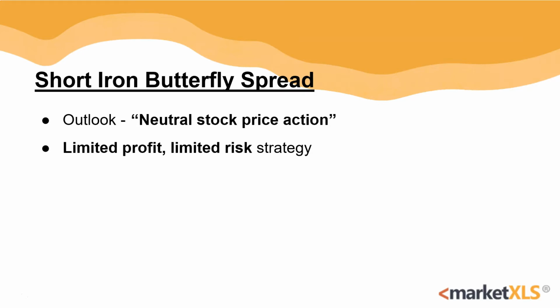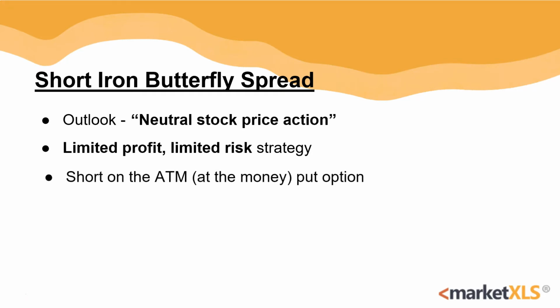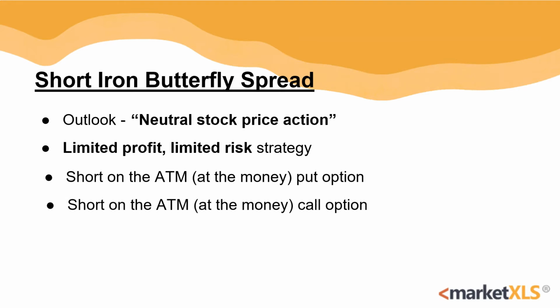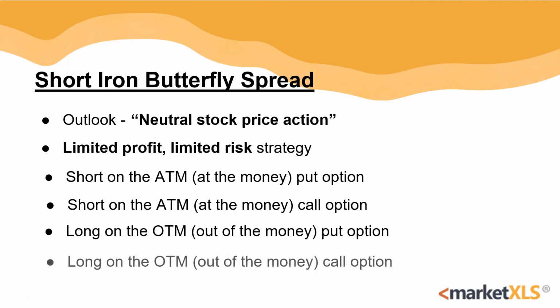A short iron butterfly spread is a four-part strategy consisting of a bull put spread and a bear call spread in which the short put and short call have the same strike price. All options have the same expiration date, and the three strike prices are equidistant. What we do in this strategy is that we go short on the ATM put option as well as on the ATM call option, and we go long on the OTM put option as well as on the OTM call option contract of the same underlying security and expiration date.